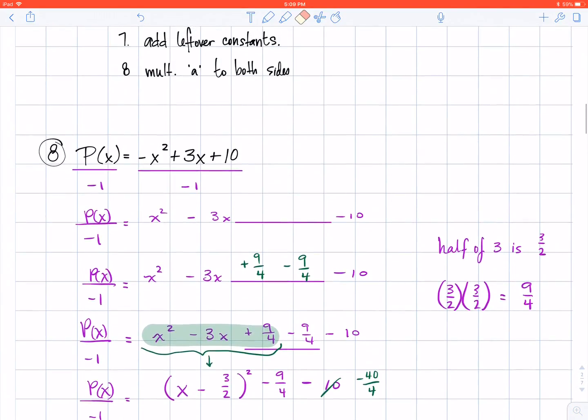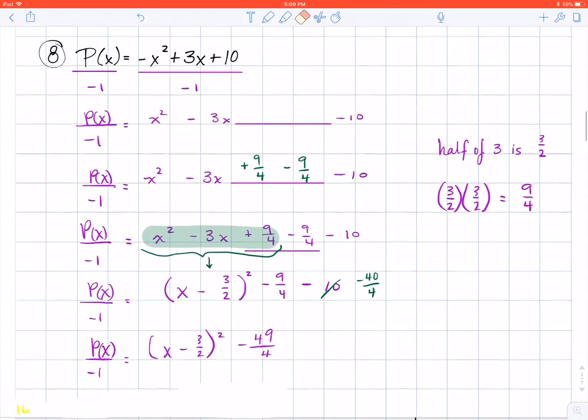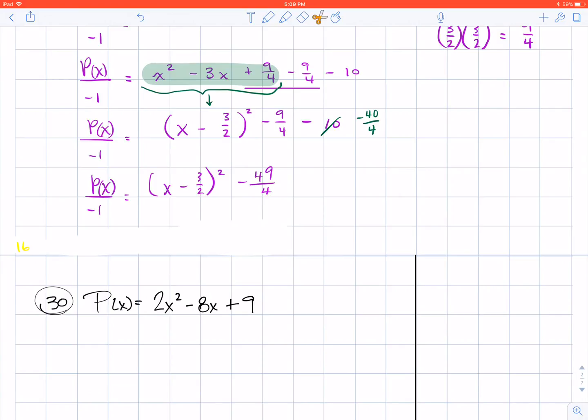The very last step on my list says that we should multiply A back to both sides. So that means I need to take my negative 1 and I need to pass it back, first of all, to my quantity, and secondly, over here to that constant. So when I pass it back, I passed it to my quantity first. You'll notice it here in my quantity. Do not distribute. Order of ops will not allow you to distribute. And then I also passed it to my 49 fourths, which used to be negative. Now a negative times a negative is positive. And I have my vertex form at this point. Now I'm ready to go graph it, which we will do in class.